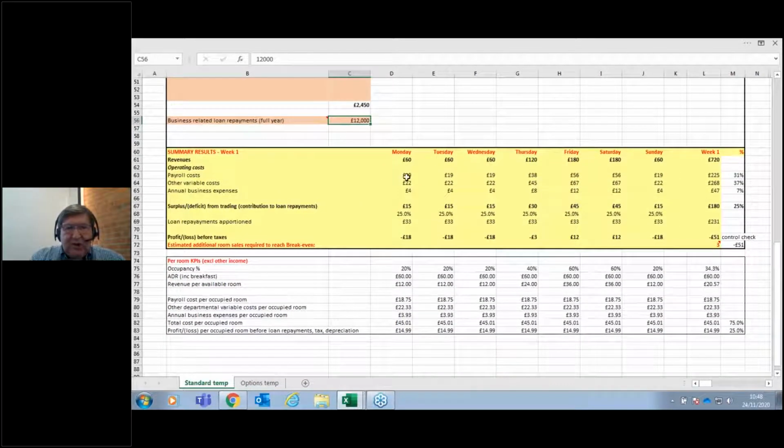And then it will now summarize it in terms of your income each day, your payroll costs each day, your other variable costs each day, and your annual business expenses, which is at 2,450, and it's allocated on the basis of turnover each day. It then shows us a surplus before we're servicing any loan repayments. In this case, we made £180 this week, but we got £231 roughly of a loan to repay. So we're actually down 51 quid.